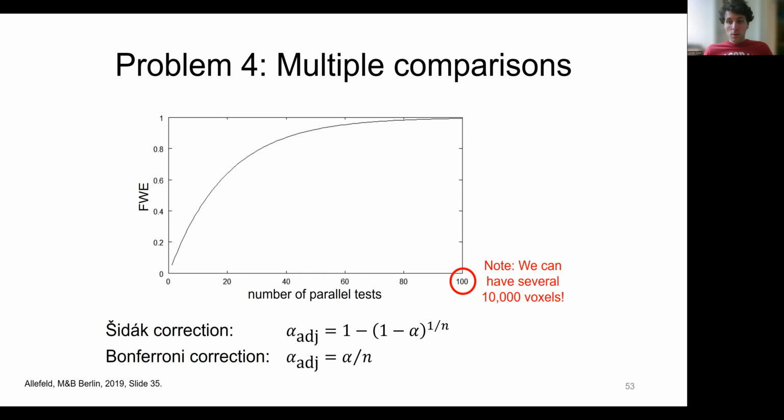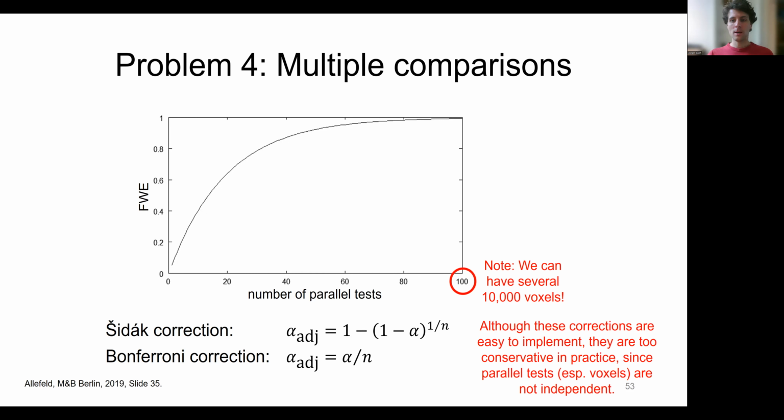There exists a number of corrections to account for this problem, which mostly consist in adapting the significance level alpha to make it more conservative, if you want. One of them is the well-known Bonferroni correction, where you just divide by the number of statistical tests. Another one is the Sidak correction. And although these corrections are very easy to implement, for example, you just have to adjust your significance level, they are also conservative in practice, especially because parallel statistical tests are usually not independent, especially not when this is done across fMRI voxels, because voxels are usually not independent.